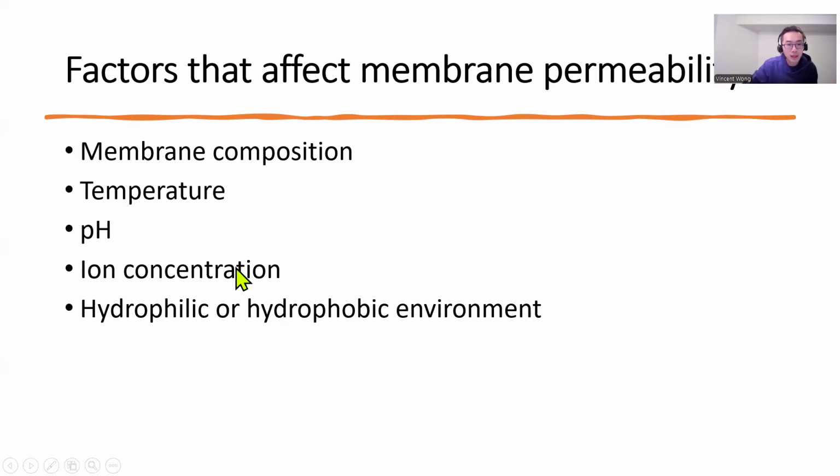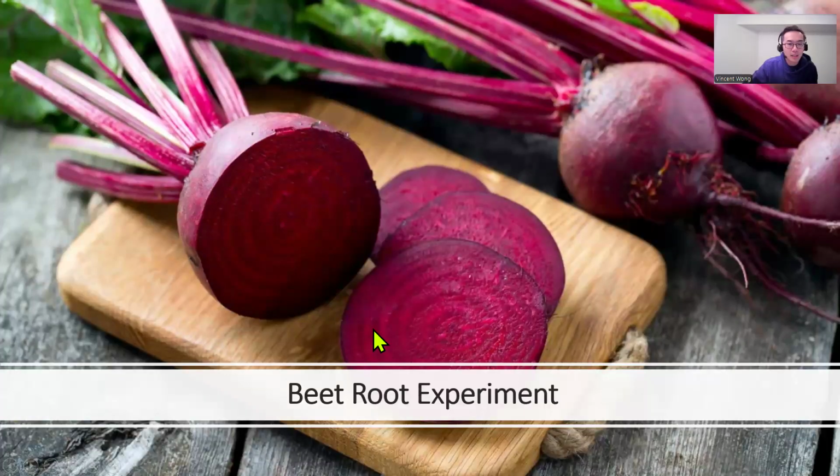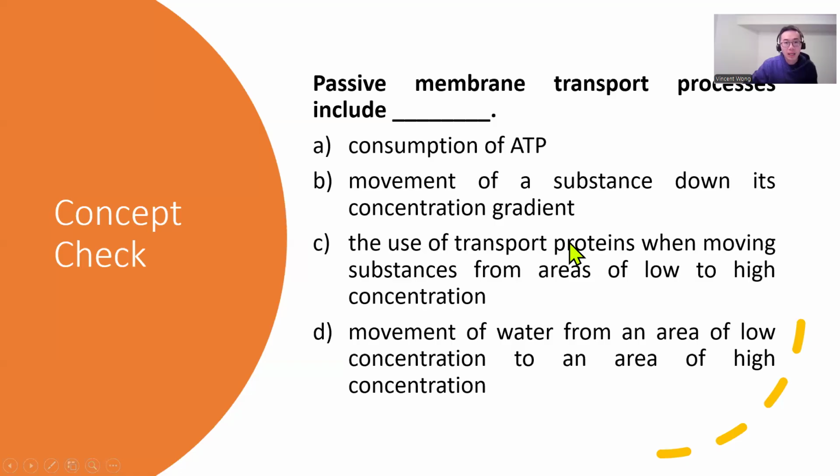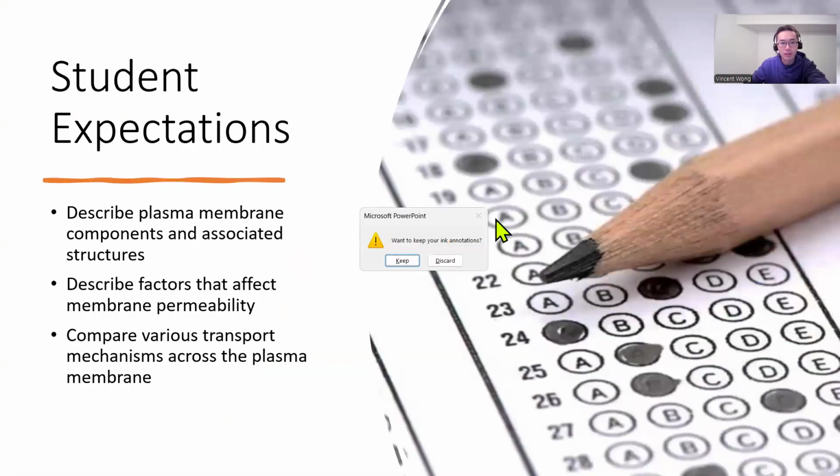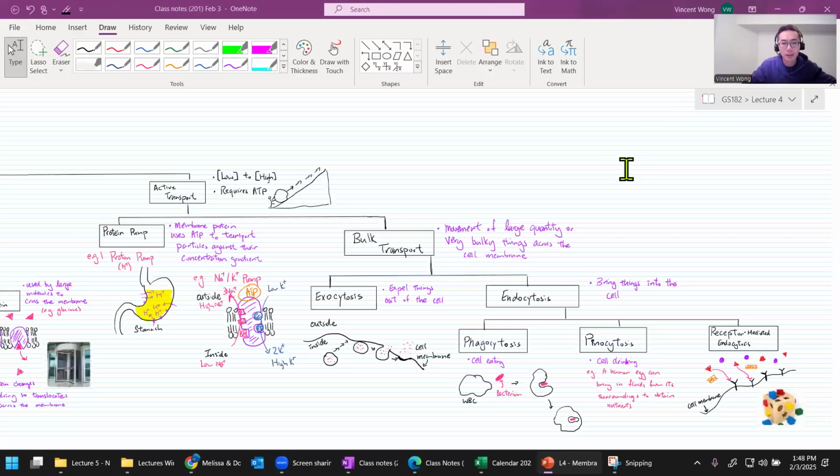Changing the pH, ionic concentration, all these things can affect the membrane permeability. So for your beetroot experiment, you will be investigating the effects of temperature on the membrane permeability of beetroot. There are some questions here, and then you can go through these things yourself, okay? I'll post the answer to them later on.